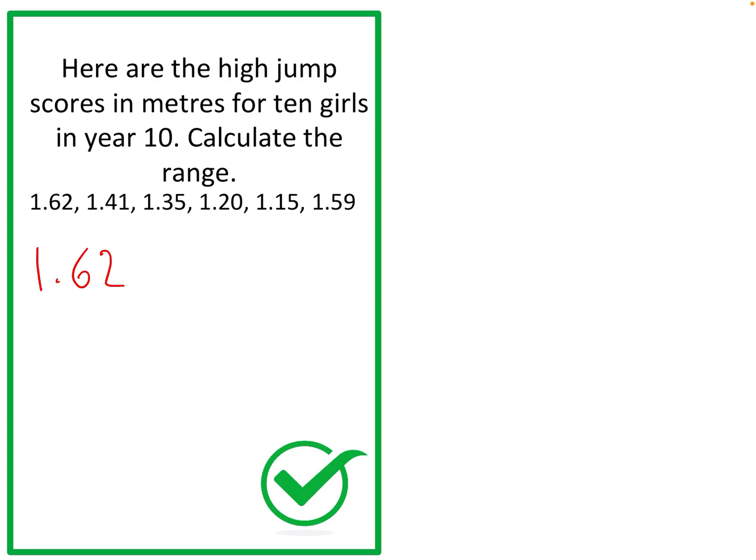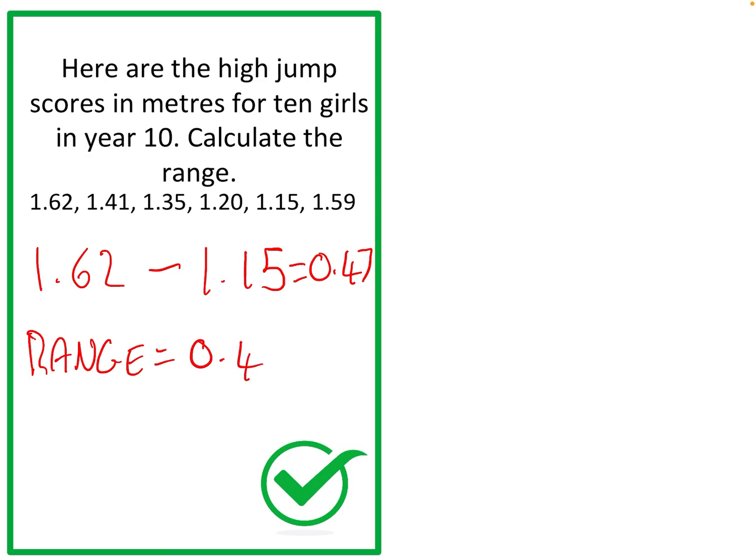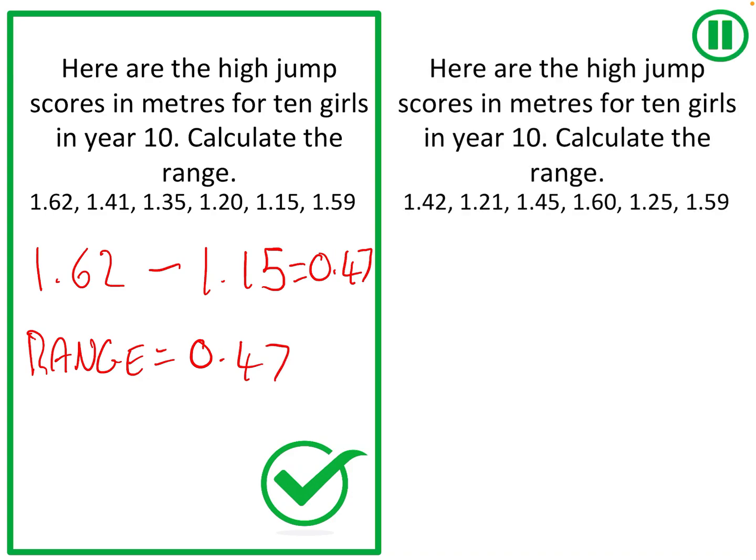Now we're going to look for the smallest, and we can see here 1.15 is my smallest value. So we're going to subtract 1.15, and what that will give us as an answer is 0.47. So therefore my range is equal to 0.47. My range is 0.47, and that would be my answer for this question. Here's one for you to have a go at. Pause the video and resume once you have done it.